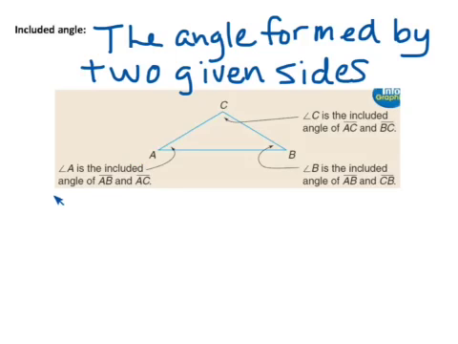Angle A is included between sides AB and AC, or sometimes we say angle A is the included angle of AB and segment AC. Likewise, angle B is the included angle of segment AB and CB. And finally, likewise, angle C is the included angle of segment AC and segment BC.